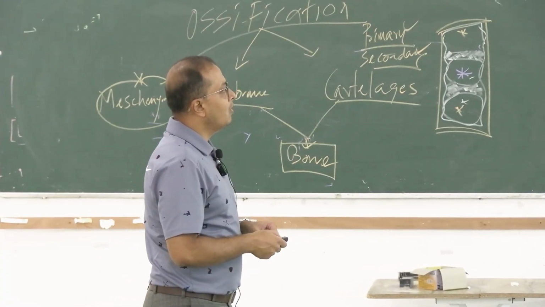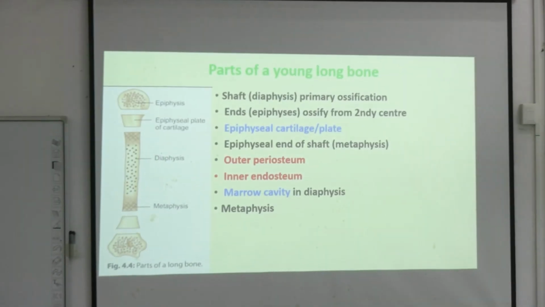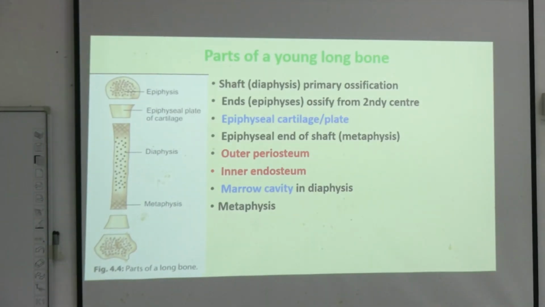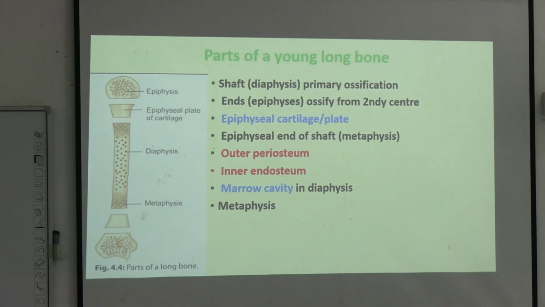So, a growing long bone has different parts. We call them the shaft, the ends, the plates, and the inner part, the marrow cavity, as well as the adjoining regions. So, let me explain this region. You should have a very clear idea about the different parts of a growing long bone, because this is how we test you in examination. I will throw some questions that make it clear how we are going to ask the questions.